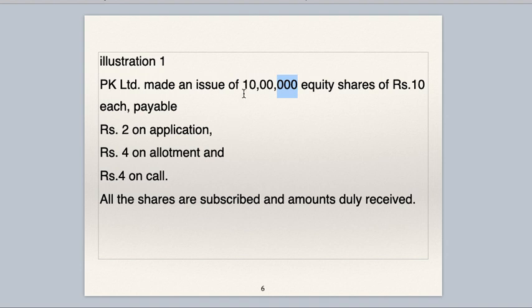So 1000 shares, equity shares of 10 each, payable on application, allotment and call rupees 2, 4 and 4 respectively. There is no default. Company received 1000 applications and company received whatever was due. Now we'll see how journal entries are to be passed.